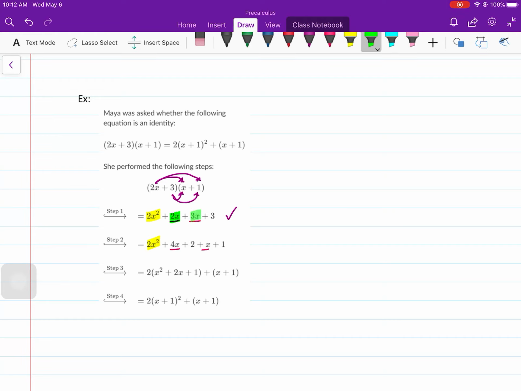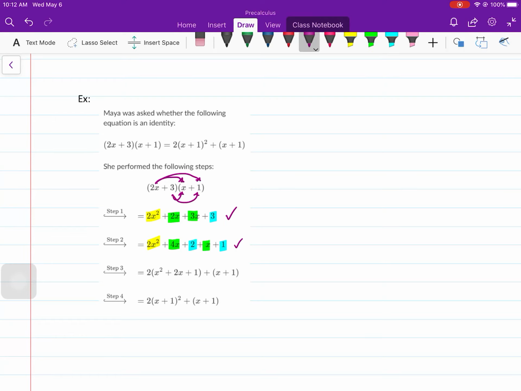And then the 2x plus 3x and 4x plus x, those are the same, right? And then 3 is the same thing as 2 plus 1. So yes, currently we are still okay. This is still fine. So now let's look at what they're going to be doing next. So what are they doing next? Well, let me just clean this up a bit.